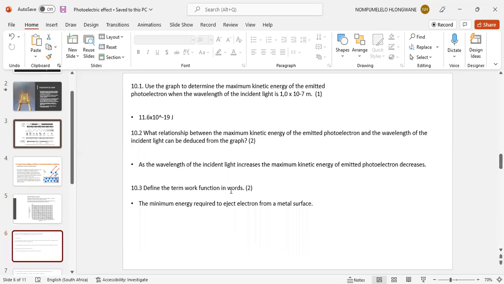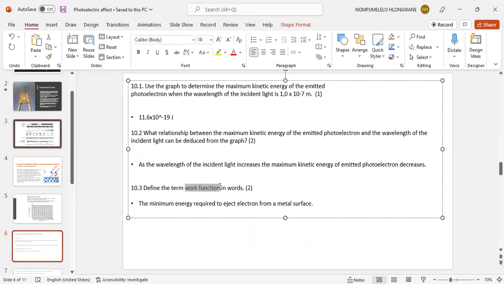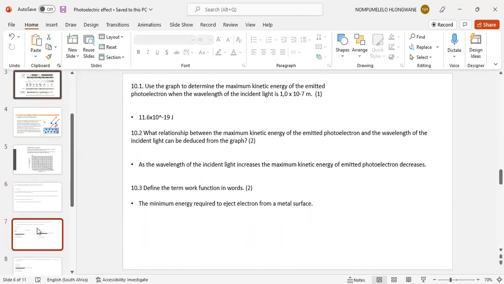Just as I had mentioned, you have to know the definitions of important terms such as work function. So here they ask you to define what a work function is. Work is energy. So work function is the minimum energy required to eject or release electrons from a metal surface. You need to know that. So moving to the next question.